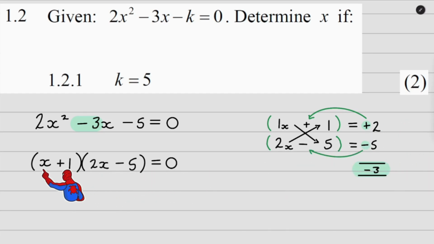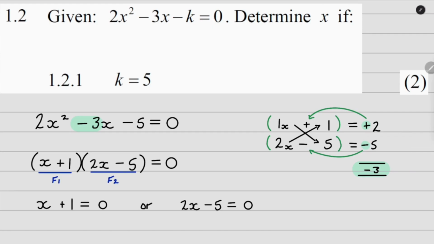Now that our quadratic equation is factorized and equals 0, I'm going to hit the banana split. So I separate factor 1 and factor 2 and make each one equal 0 separately, just like this. I'll make my first factor, factor 1, equal 0, or I'll make my second factor, factor 2, equal 0. And then I'll start working with them separately.